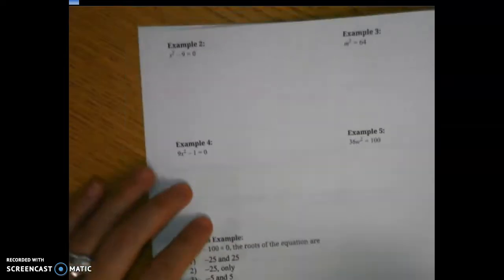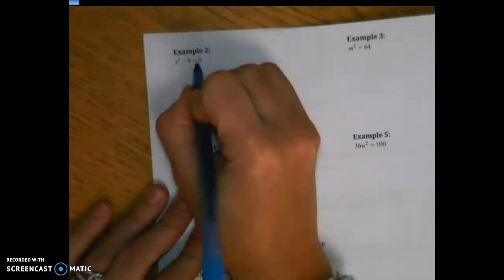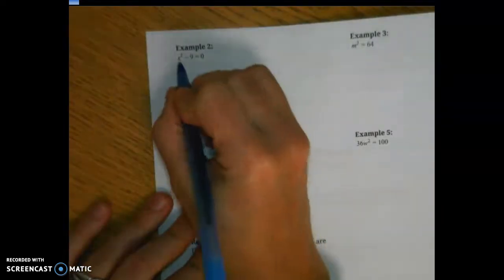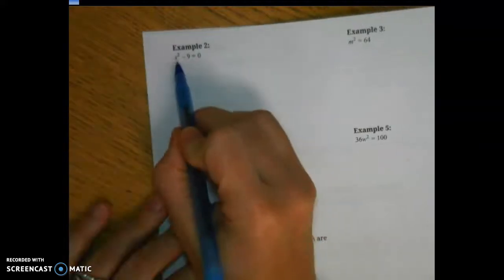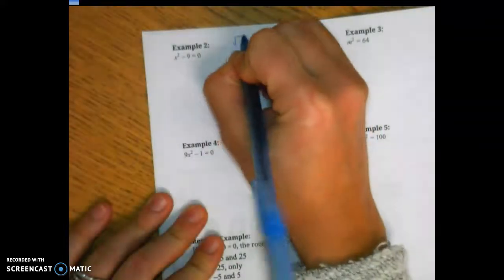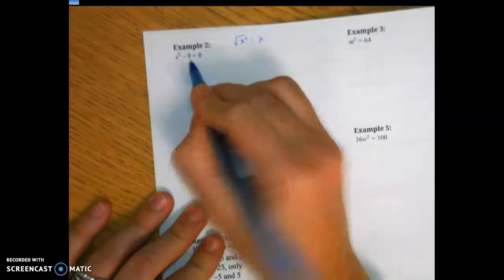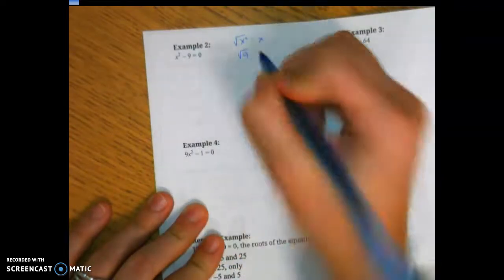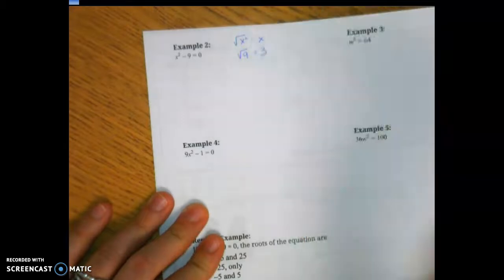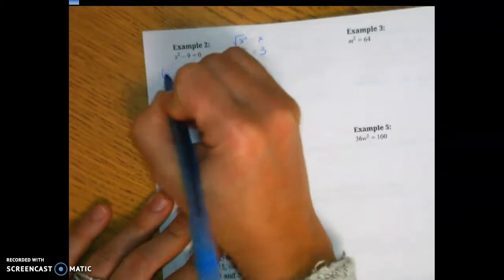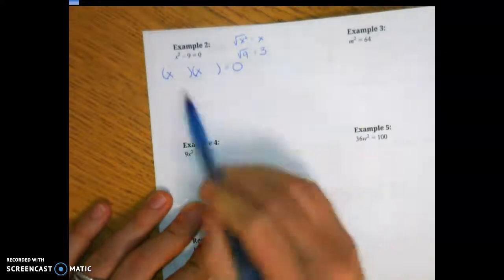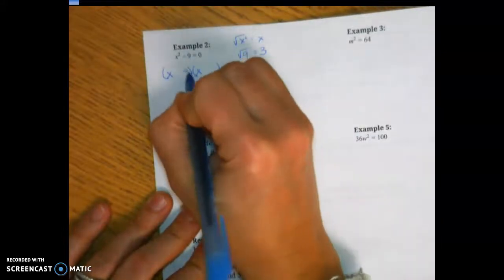Okay, hopefully you tried example 2, and since it's already set equal to 0, we're going to factor the left-hand side. It's the difference of two perfect squares, right? Because I have x squared, which is a perfect square. The square root of x squared is x. And I have a minus 9, and 9 is a perfect square. The square root is 3. So when I set up my double bubble, I'm going to have x and x, and then the 3 will go here and here.